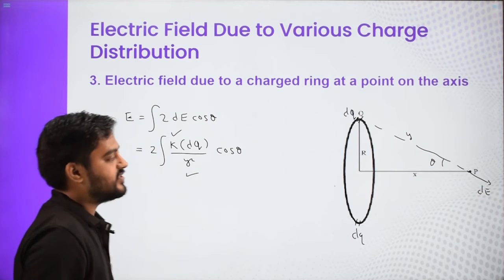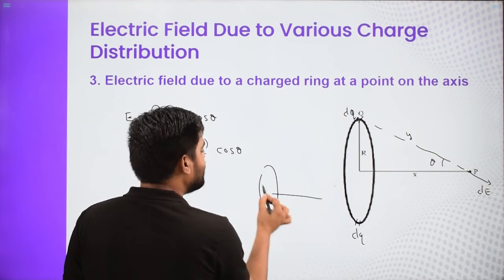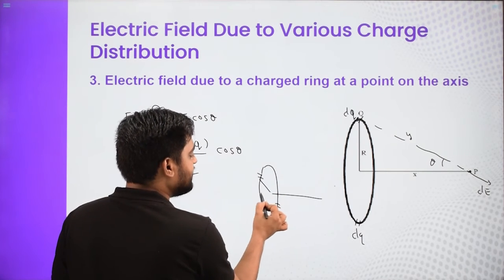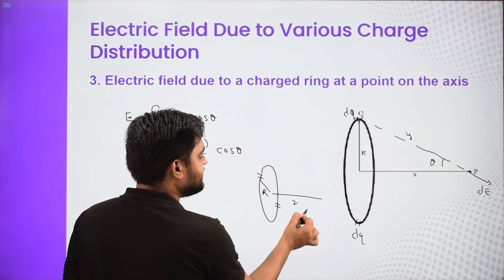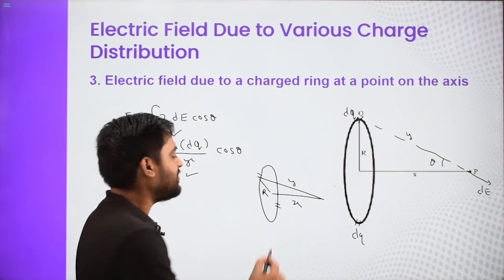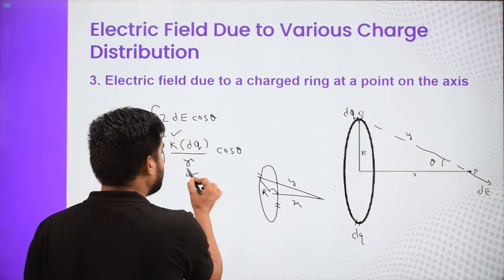The y square. If you take another dq, for example, this is the ring and you take this dq over here, and the opposite pair, this distance is still the radius only, this distance is x only. So this distance is y only, and y square is equal to r square plus x square. This angle is still going to be 90 degrees only. So y is also a constant quantity.